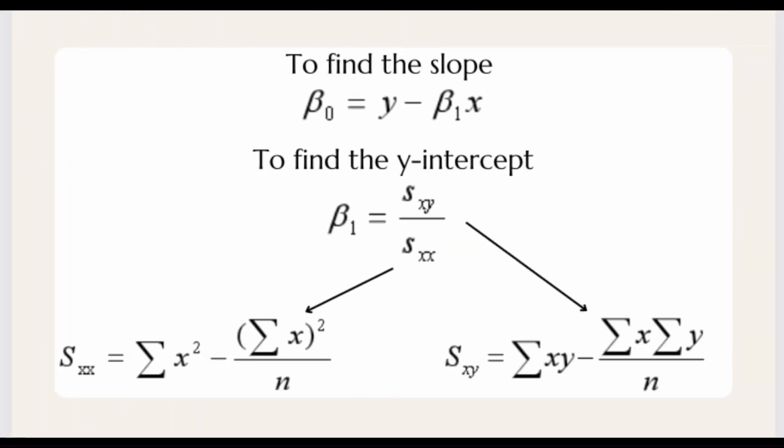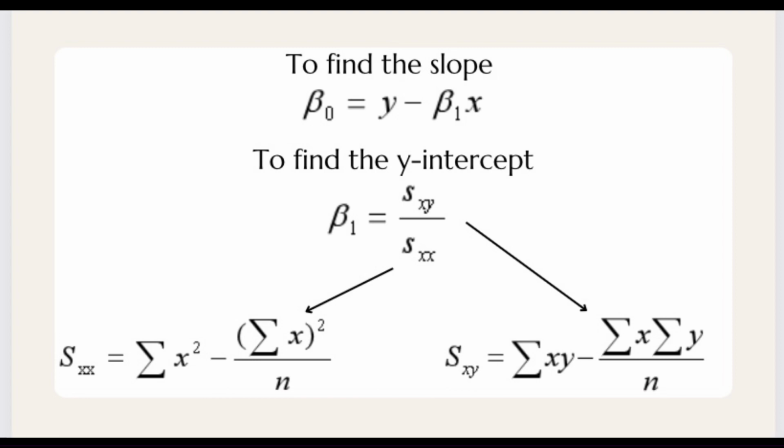First things first, we have to find out the slope. This is the formula: beta 0 equals y minus beta 1 multiplied by x. And to find beta 1, we have to find out two values first, which are S(xy) and S(xx). Below it are the formulas.